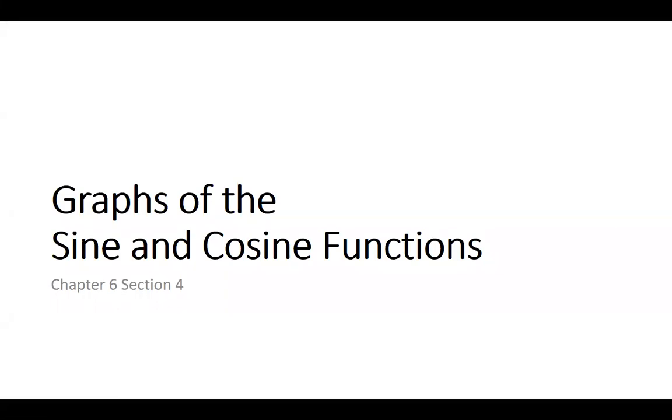Graphs of the sine and cosine functions, chapter 6, section 4. So now we're going to look at graphs of sine and cosine functions. We've talked a little bit about how they work. We've talked about the different trigonometric functions, but now we're going to actually start graphing them. And I think you're going to find that graphing these functions is actually relatively simple, at least the way that I'm going to explain it.